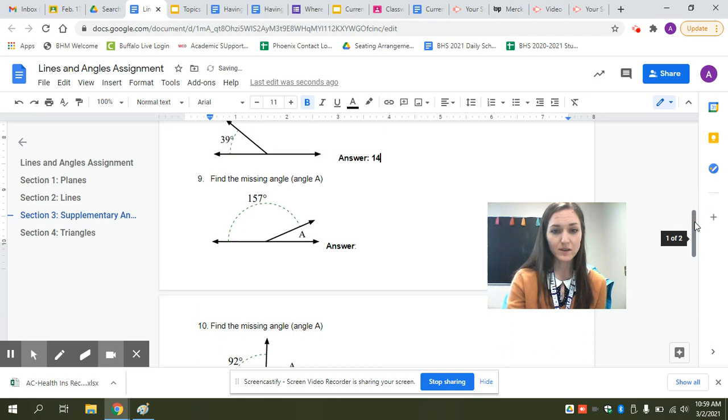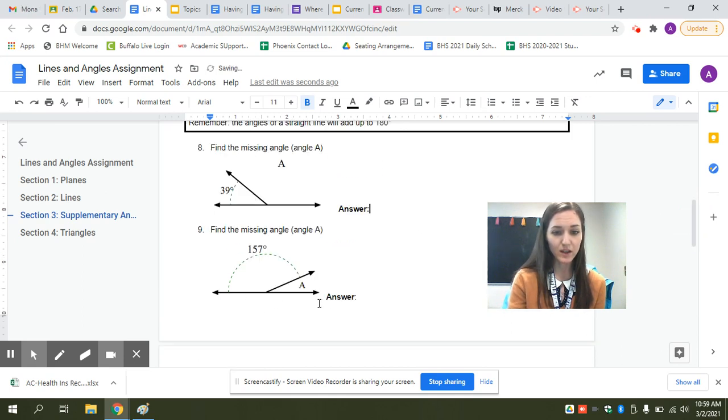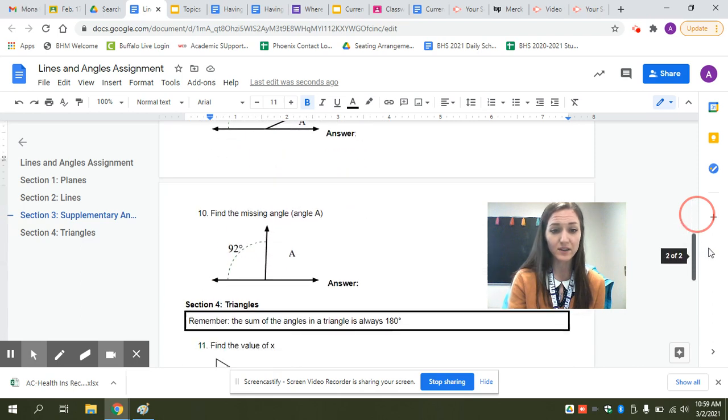All right, same thing with this one down here. I know the straight line will add up to be 180. I know I have 157 right here, so I just need to figure out how many degrees this will be until I get to 180. So take 180 minus 157.